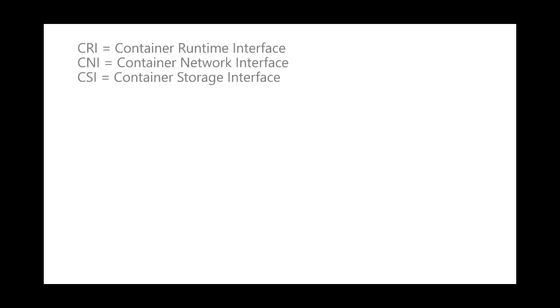The next set of questions are on CRI, CNI, and CSI, which is the container runtime interface, container network interface, and container storage interface. First question: will AKS support Microsoft SDN v2 as CNI? This is one of the items on our roadmap, yes.